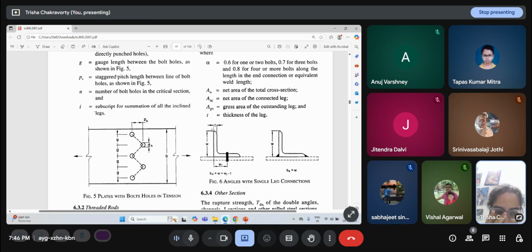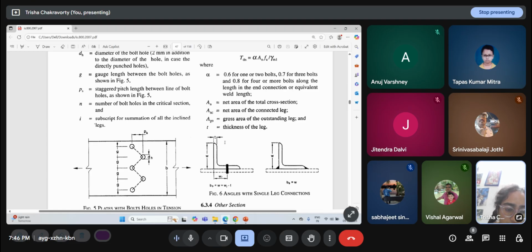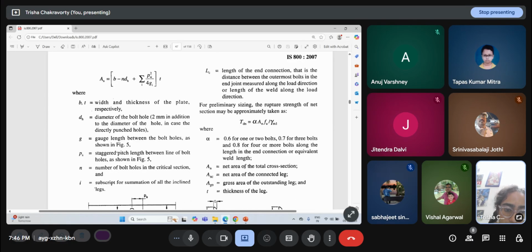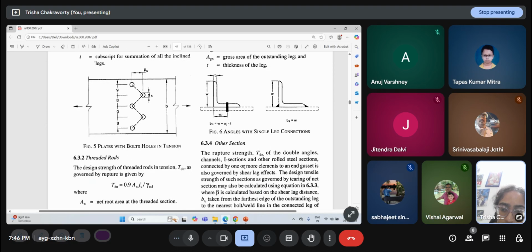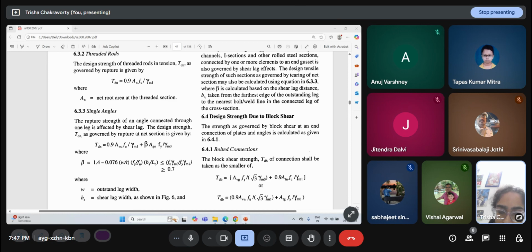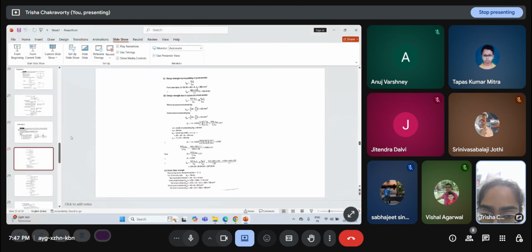The Bs will be this W plus Wt minus T. This is the formula. So we take the outstanding length plus this length, and we subtract the T from here. And the Lc, let's see what that is. 3 into 50 here.